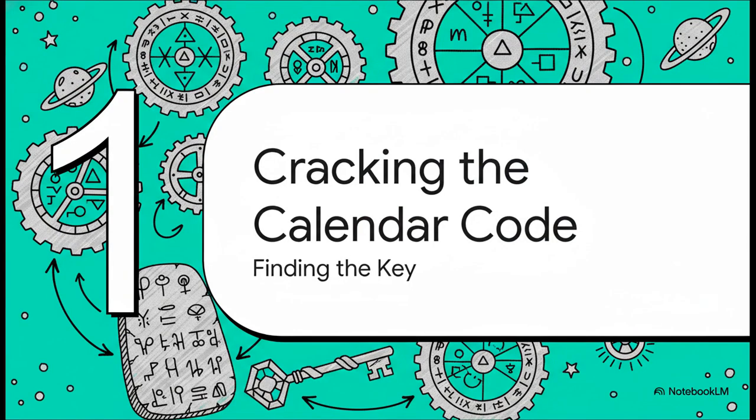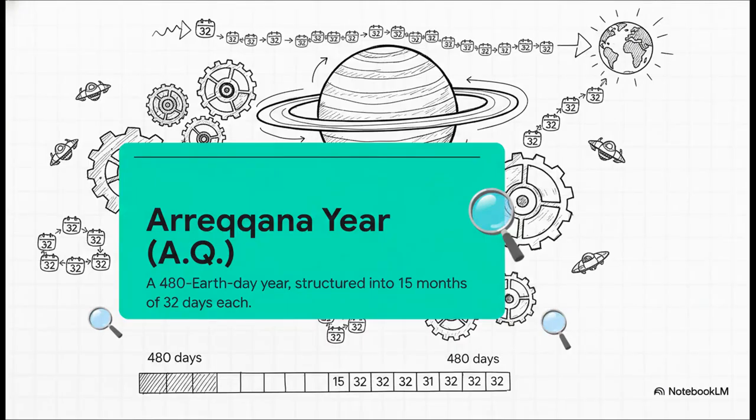Okay, so with any kind of translation puzzle, you need a key, like a Rosetta Stone. So our very first step has to be finding the basic rules of this AQ calendar system. We need to figure out how they measure something as fundamental as a year. And there we go, our first huge breakthrough. AQ stands for Arreqqana year. And here's the most important part. We know its length. It's 480 Earth days long. And they've broken it down into 15 months, each with 32 days. I mean, that's a totally different rhythm of life.